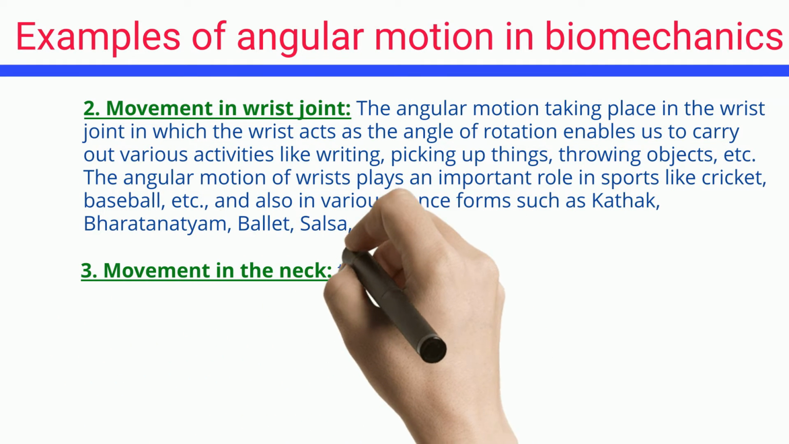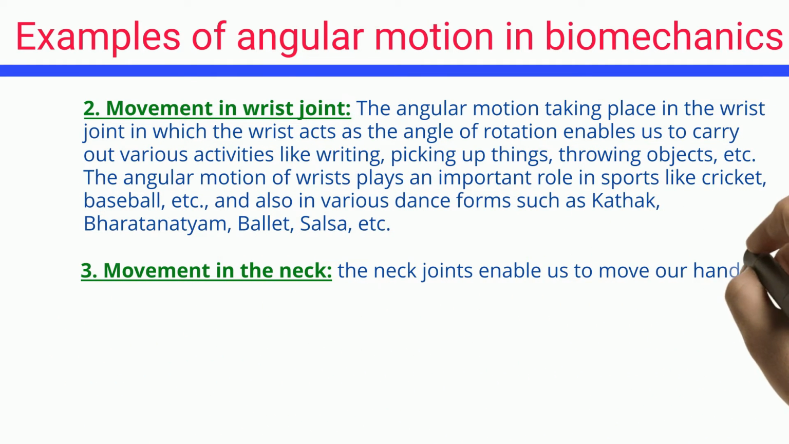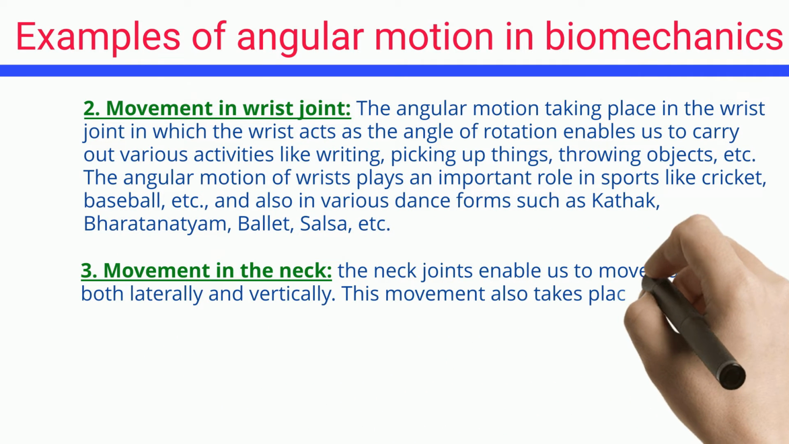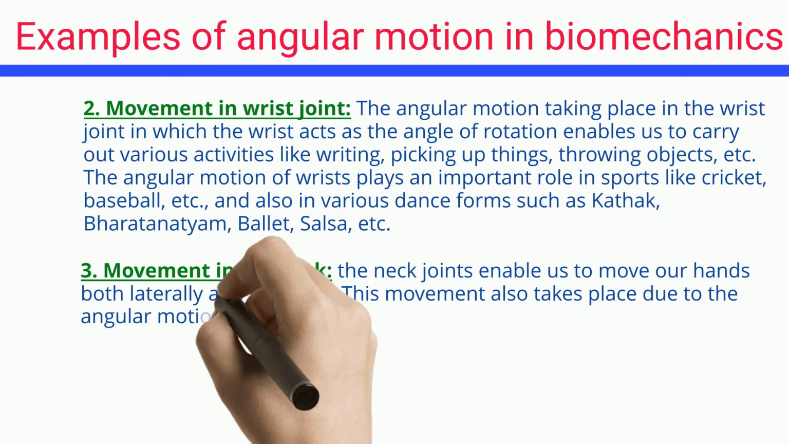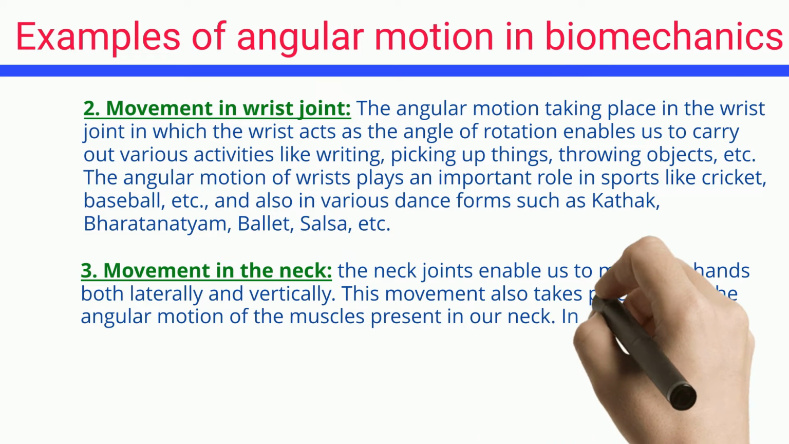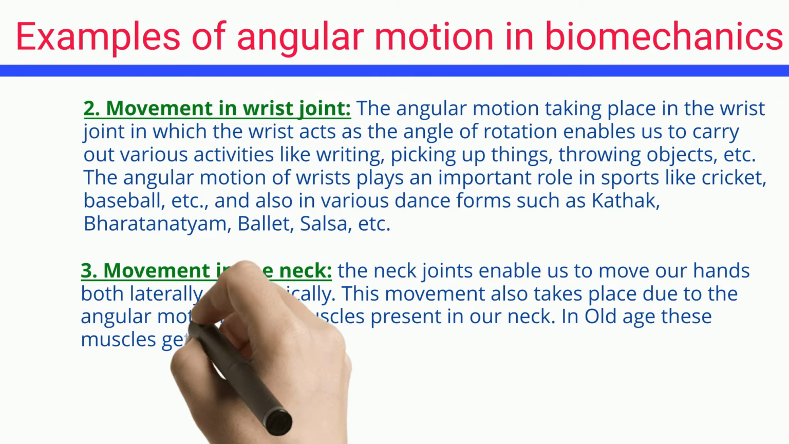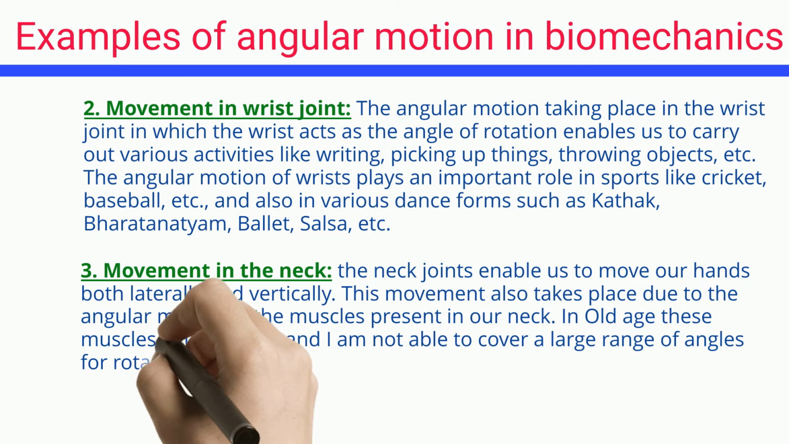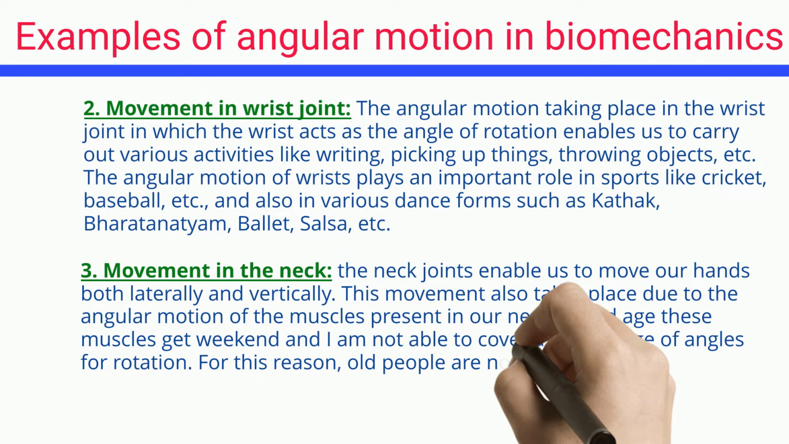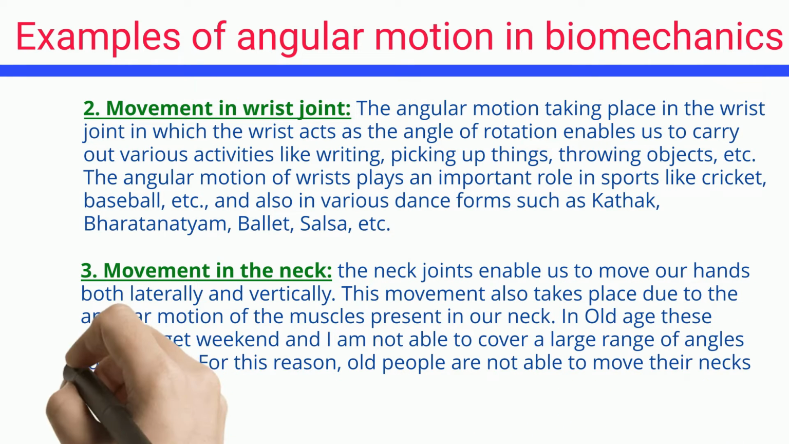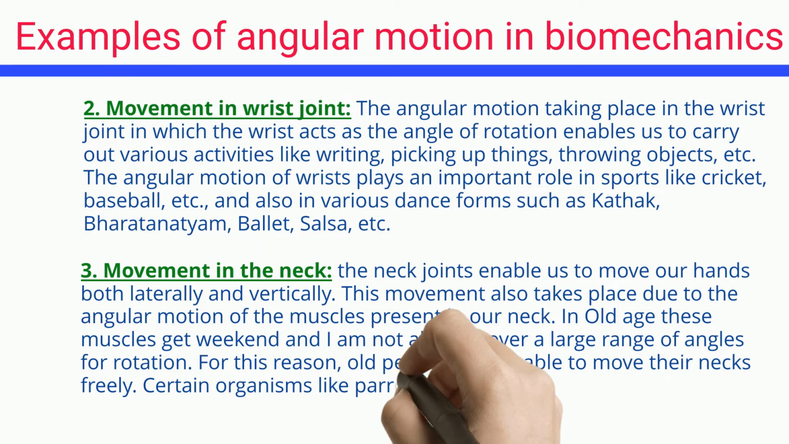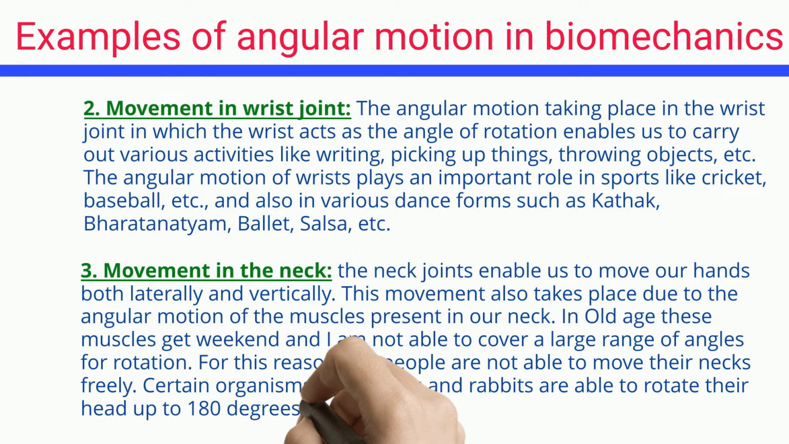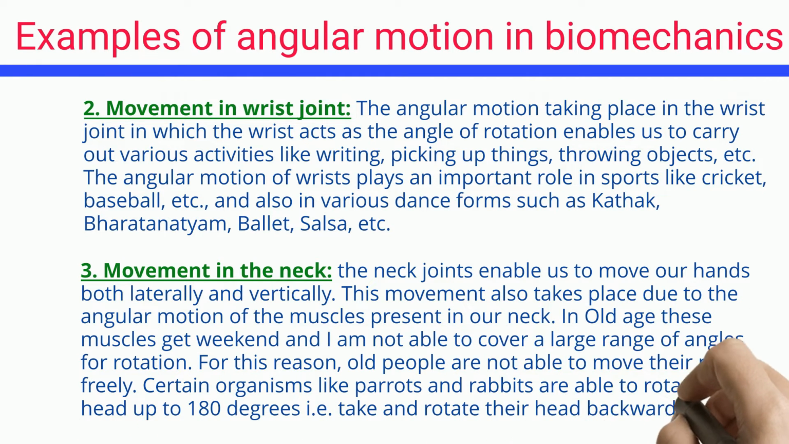3. Movement in the neck. The neck joints enable us to move our head both laterally and vertically. This movement also takes place due to the angular motion of the muscles present in our neck. In old age, these muscles get weakened, and are not able to cover a large range of angles for rotation. For this reason, old people are not able to move their necks freely. Certain organisms like parrots and rabbits are able to rotate their head up to 180 degrees, i.e. take and rotate their head backward.